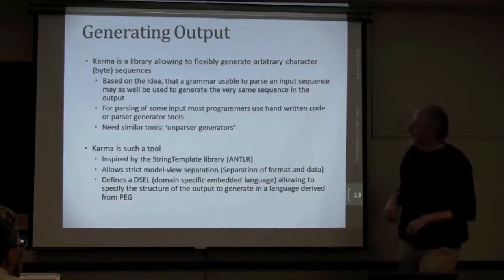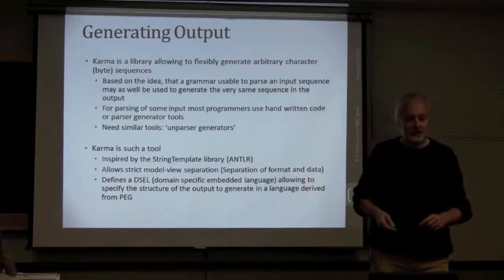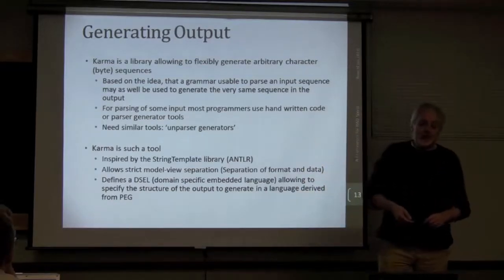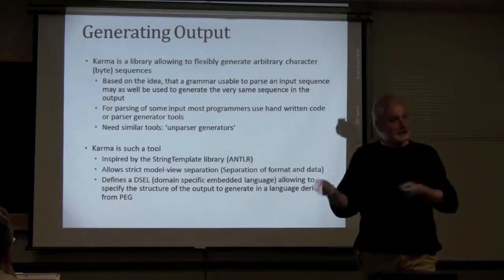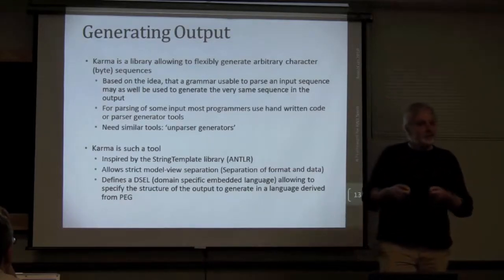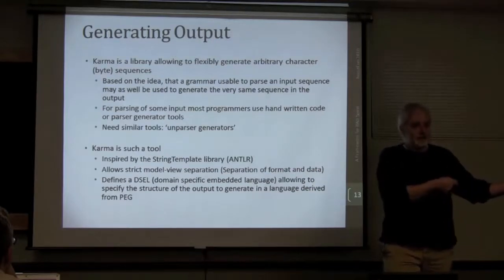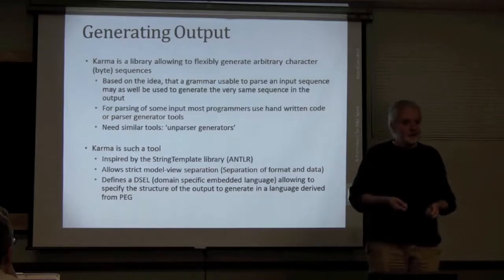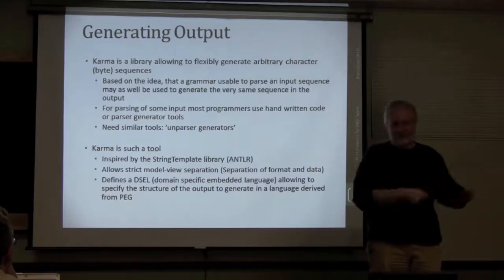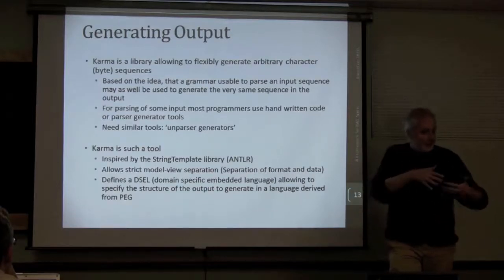So Karma is a library allowing to flexibly generate arbitrary character or byte sequences. It's based on the idea that when you have a grammar which you can use to parse an input sequence, you may as well use the same grammar to generate that sequence, right? If you know that you expect an integer followed by a double, then you can use the same format description to generate an integer followed by a double. So it's very symmetric, right?